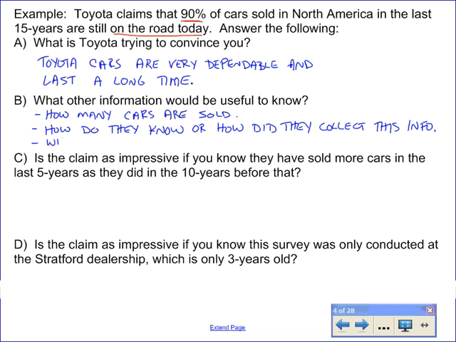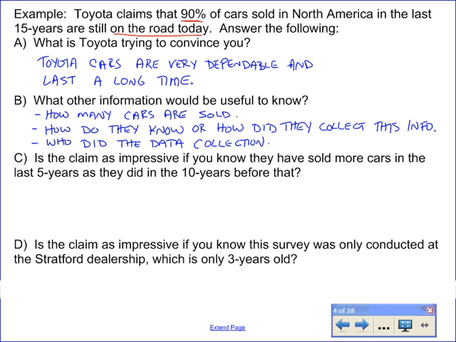Who did the data collection? What was the criteria? How did they consider a car still being on the road? So who did the data collection? So there's a whole bunch of questions, and you probably have a couple yourself that would fit in there. So that's what I'm looking for, is just what questions would you like to know about it?